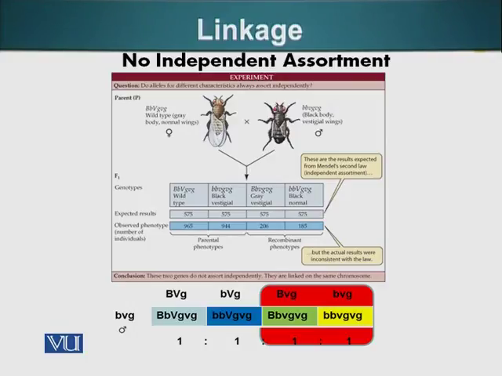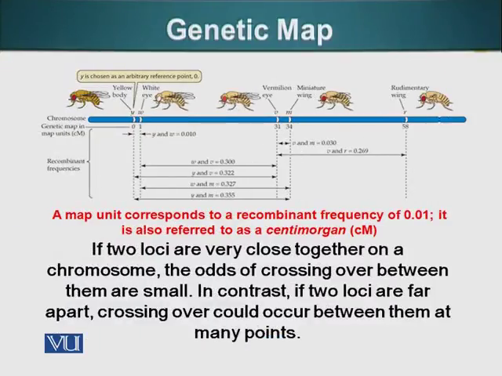Here you can see we have 206 and 185 recombinant phenotypes. So what is the factor that determines the frequency of recombinant phenotypes? If we wanted to calculate the frequency, it is a simple formula. We add the number of recombinants and divide it by the total number of offspring. And that gives us the recombination frequency.